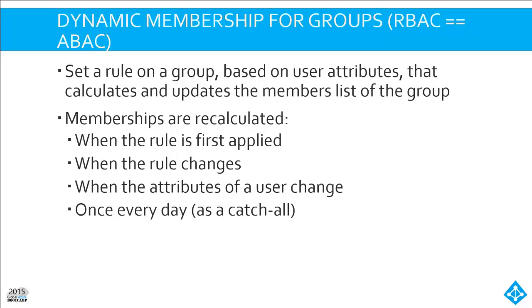And I can assign Azure Active Directory to do rule evaluation for me. And these rule evaluations, so memberships, are recalculated when the rule is first applied, or when the rule changes, or when an attribute of a user changes, and finally once every day. So if there is some miss during the synchronization of the rules, once every day there is a catch-all process that runs and calculates the memberships for these groups that are dynamically managed.